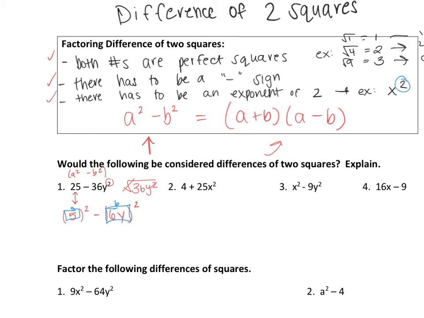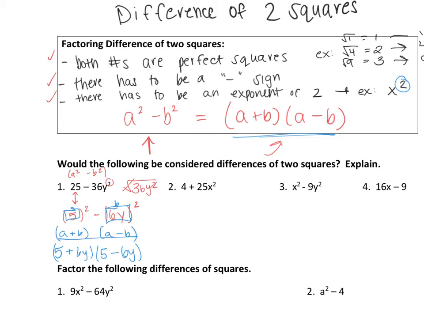Now that I have a and b, I want to make it look like so. So my a is 5, and remember when I'm looking here, my plus comes first. So I'm going to say plus b. So 5 plus 6y, and then the second one is 5 minus 6y. Okay, so the only difference in these answers is having the negative sign and the addition sign. So that's how you're going to solve these, okay? Then we go on to number 2.